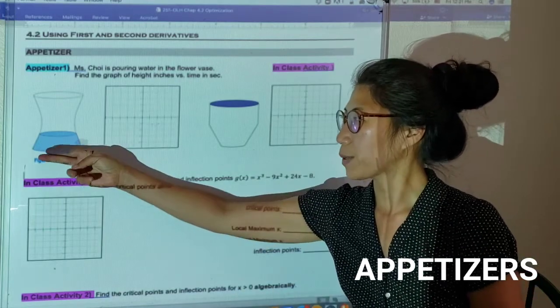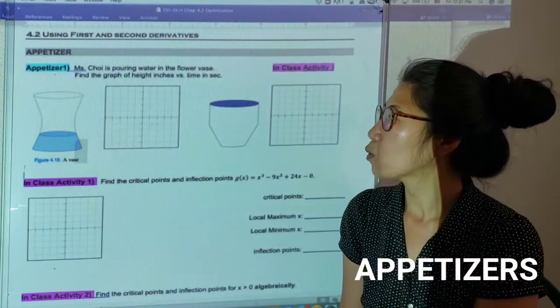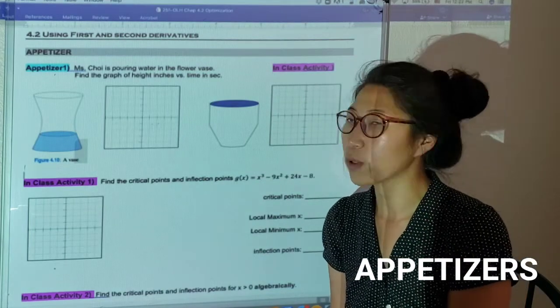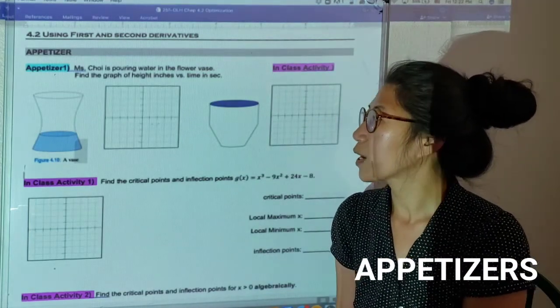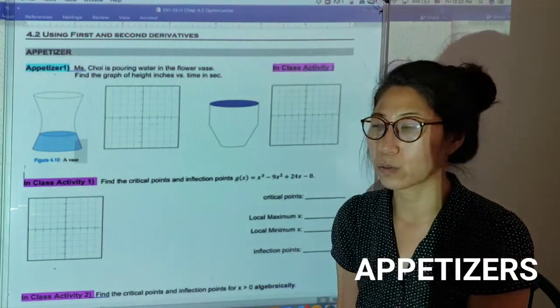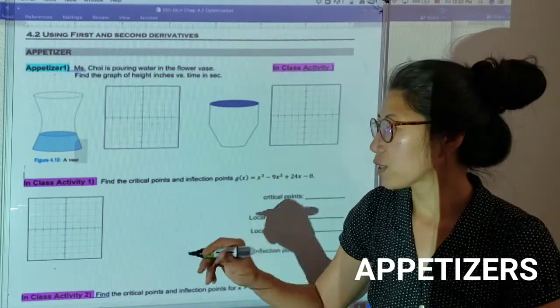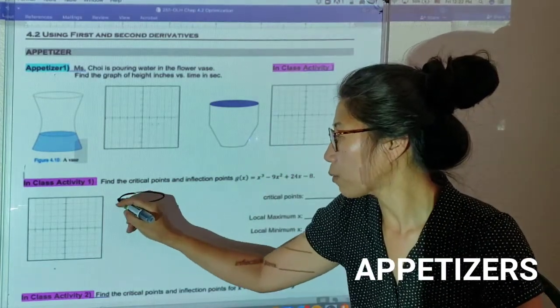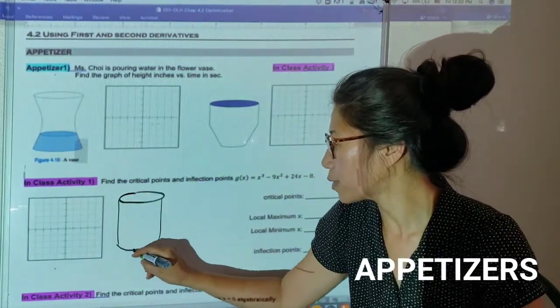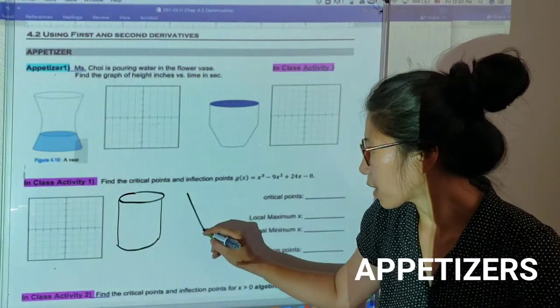There is a shape of the base that looks like this, kind of curved in, and I'm going to pour water into the vase. I want to find the graph of time versus the height it goes in. Before I graph this one, I want you to think about what if the shape of the base is just a uniform cylinder, versus if it's shaped like a cone.